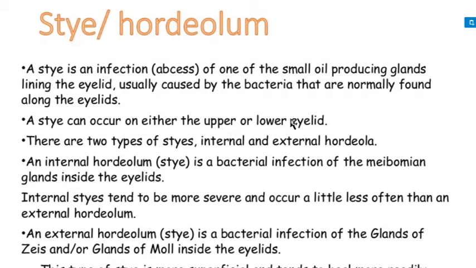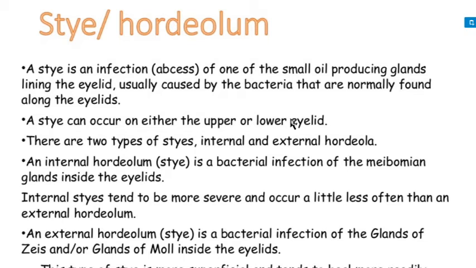Now next we come to the stye. So I hope you all know about the stye. The stye is basically infection of one of the small oil producing glands, right? So that is usually caused by bacteria that are normally found along the eyelids. So a stye can occur on either of the lids, that is the upper or the lower. So basically there are 2 types of stye, the internal and external hordeolum.